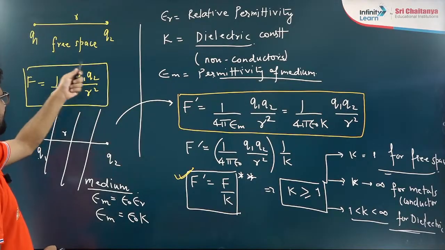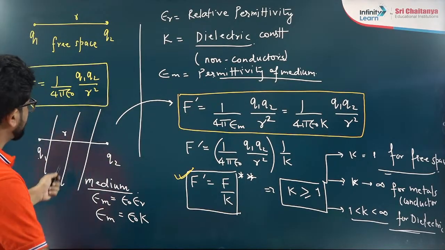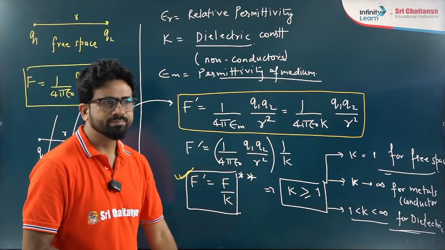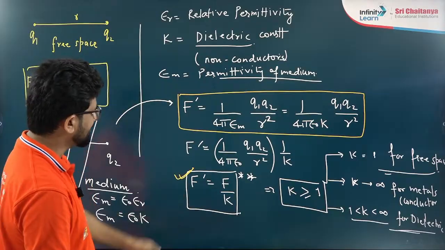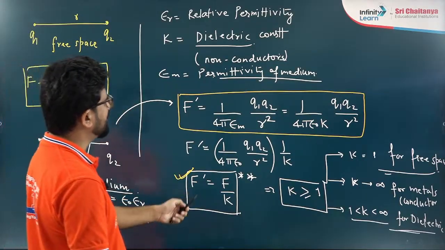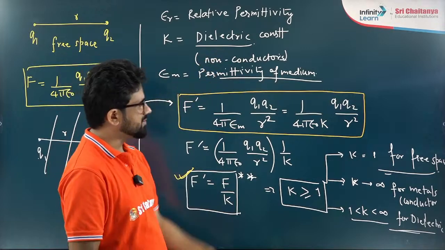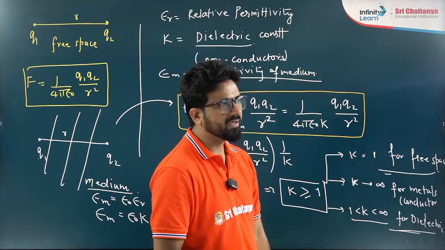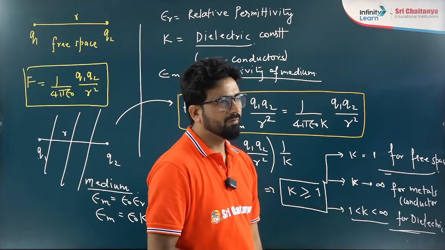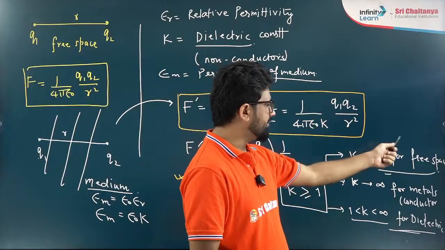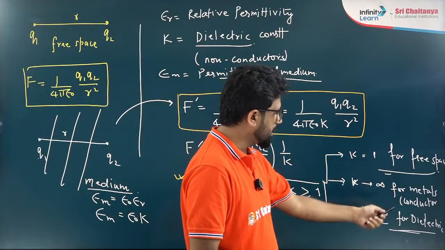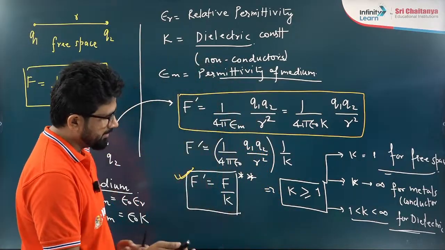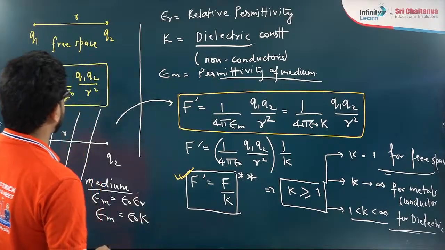After that, if they are placed in free space or in a medium, we saw that when placed in a medium, the force decreases by k times. In the last class we saw that this k is what we call the dielectric constant. The k value can be 1, it can tend to infinity, or it can lie from 1 to infinity. It is 1 for free space, infinity for metals or conductors, and more than 1 but not infinity, not a large value, for dielectrics. We have seen this value.